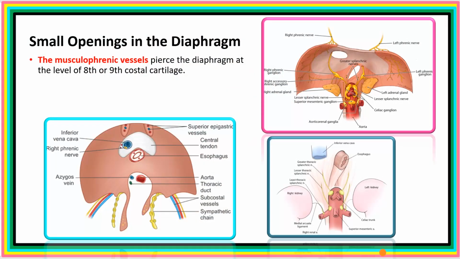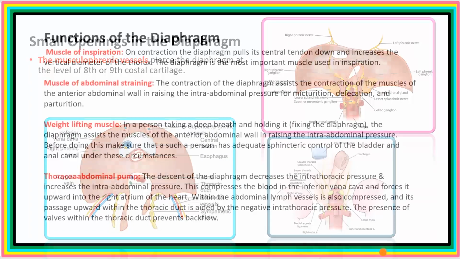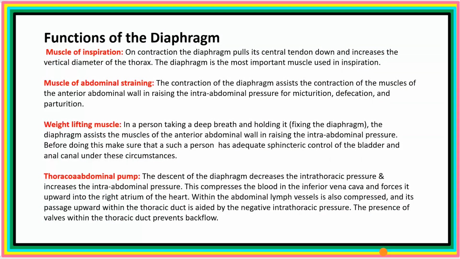The last part of the small opening is the opening that will transmit the musculophrenic artery and vein. This artery and vein will pierce the diaphragm at the level of the 8th or 9th costal cartilage. We'll be considering the functions of the diaphragm.